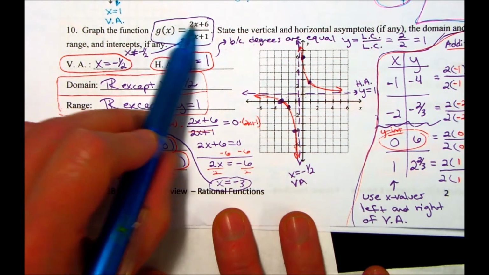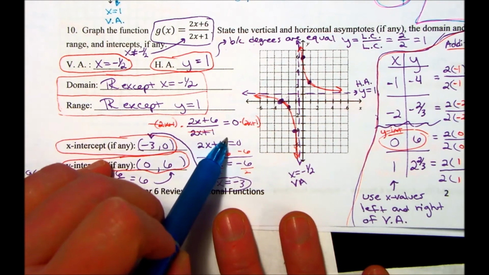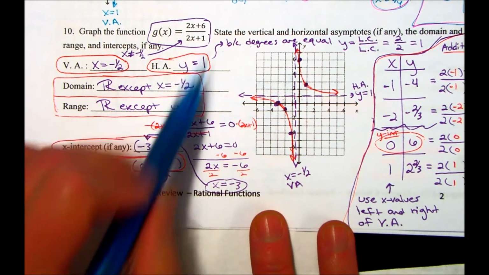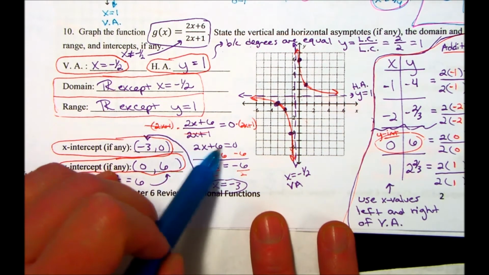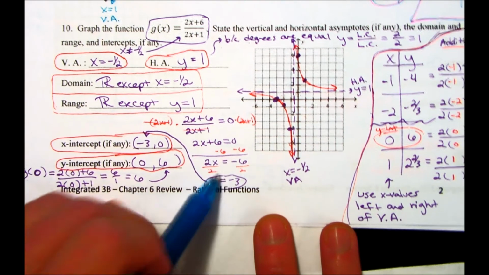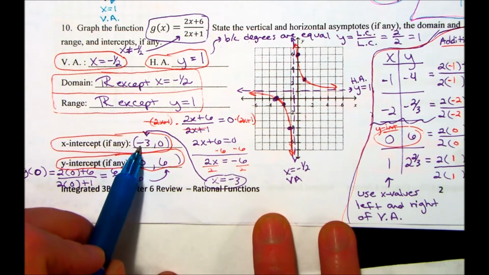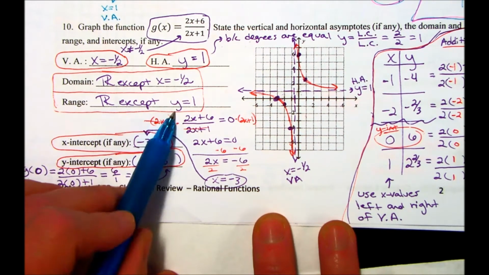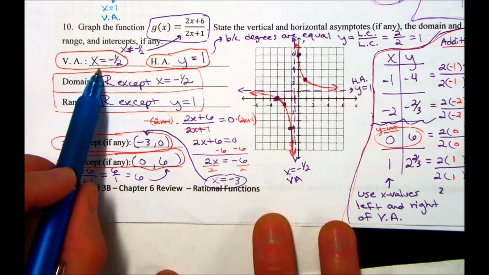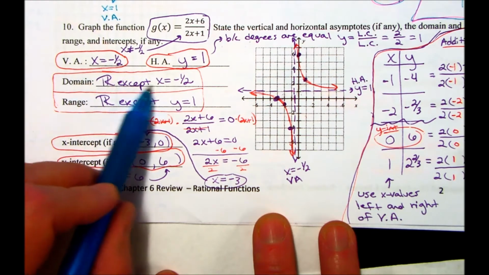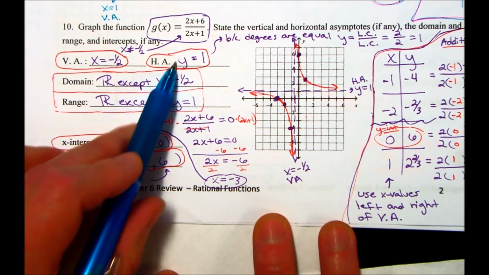If I set my numerator equal to 0 and solve, or in this case I set the whole thing equal to 0 and solve, but you really just need to set the numerator equal to 0 and solve, you would get x equals -3, so that's your x-intercept. As far as domain and range, again, it's all real numbers except for what your vertical asymptote is, so except for x equals -1/2 and y equals 1.